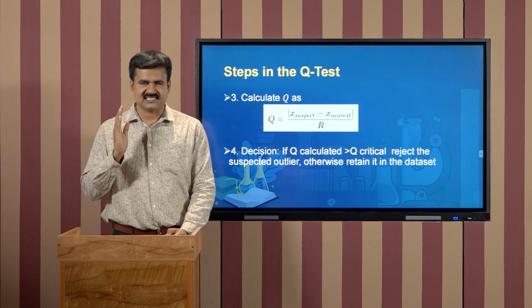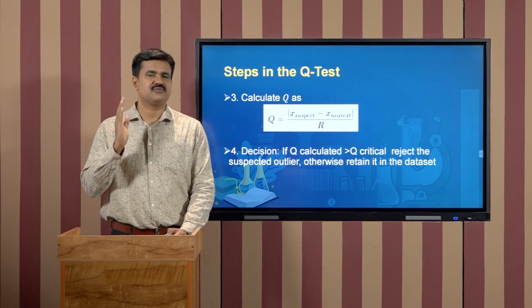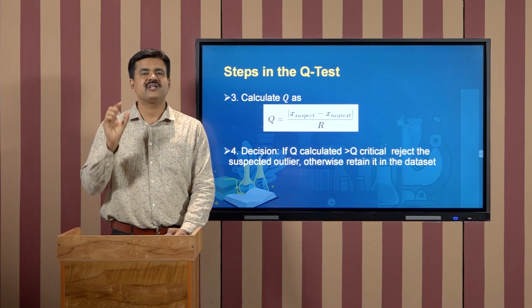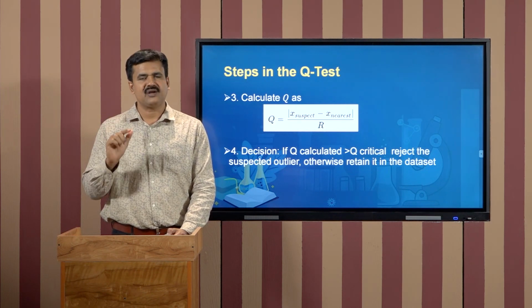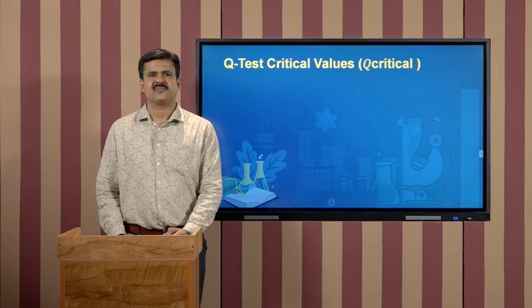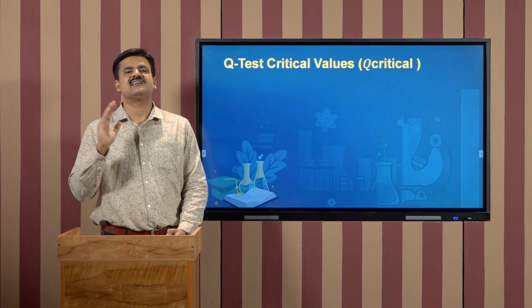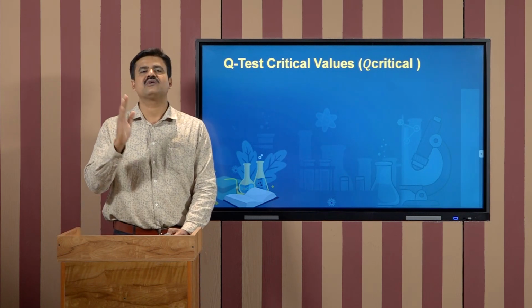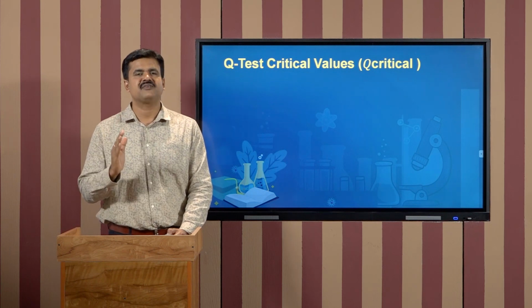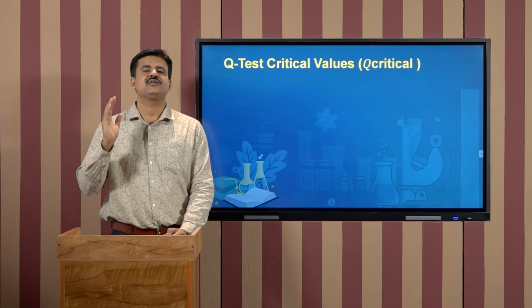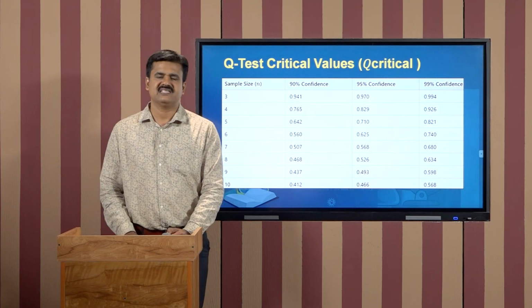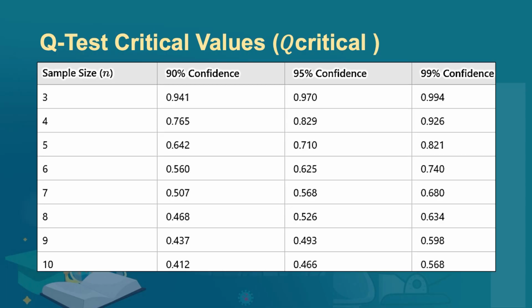So, Q test is a test which is used to find out whether a particular value is an outlier or not. Now, Q test critical values or Q critical is obtained from a Q table. A sample Q table is shown here. The first column represents the sample size. Sample size means the number of measurements. It is indicated by N.